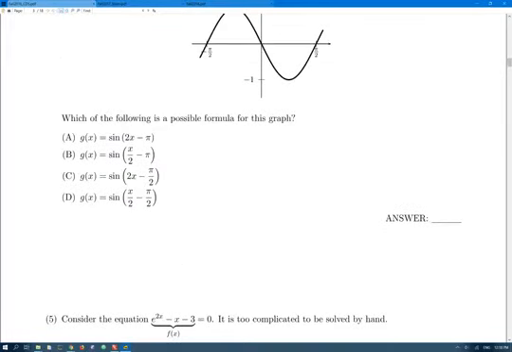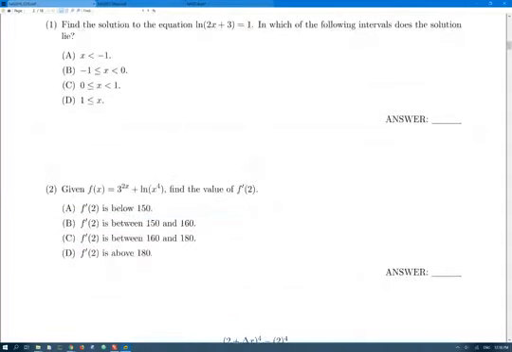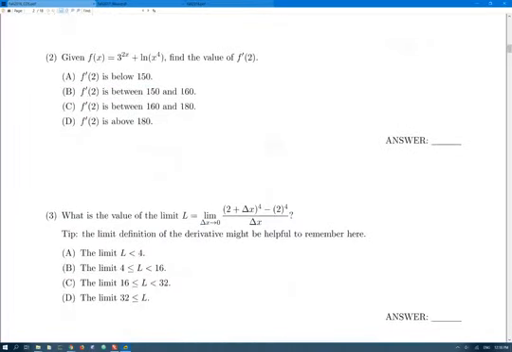All right, seeing as that wasn't the question you asked, though, let's go back and find number 2 here. Hold on. Okay, so this is the straight derivative question. 2016.